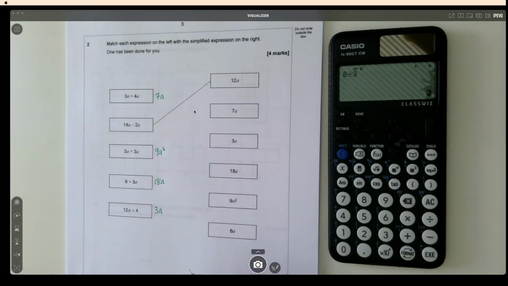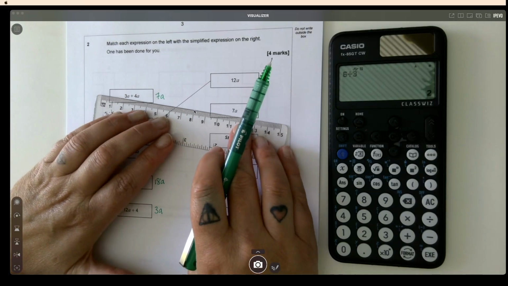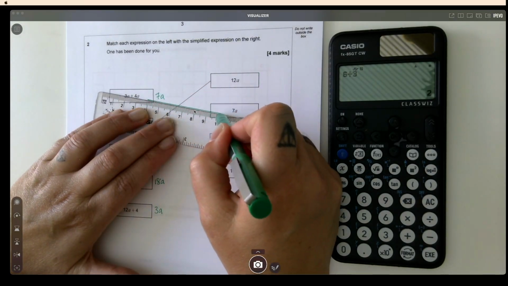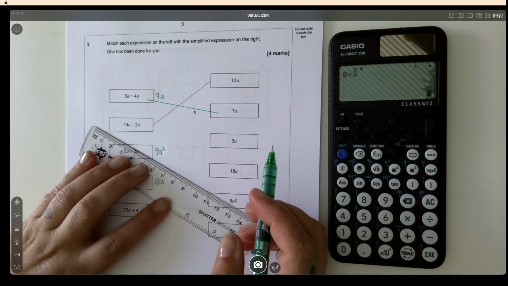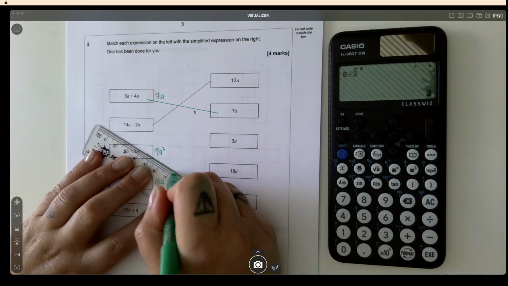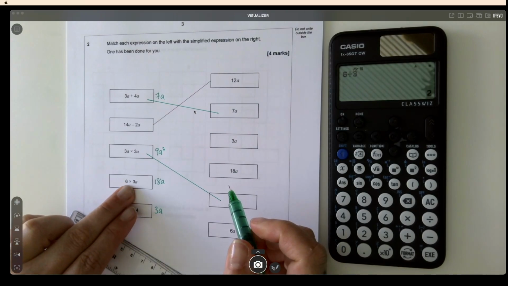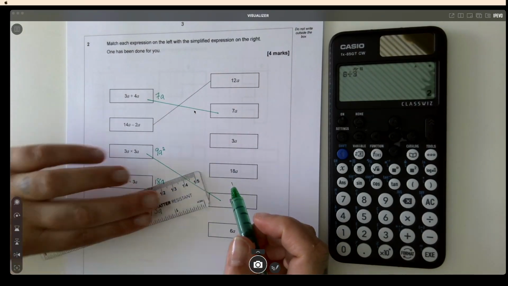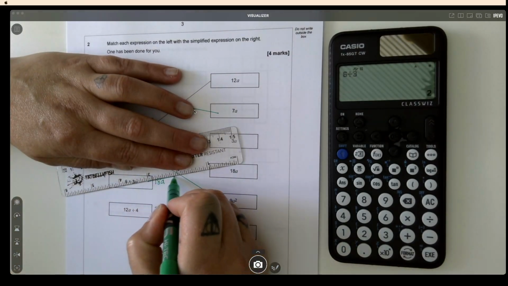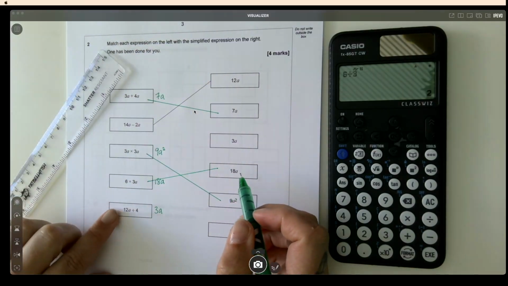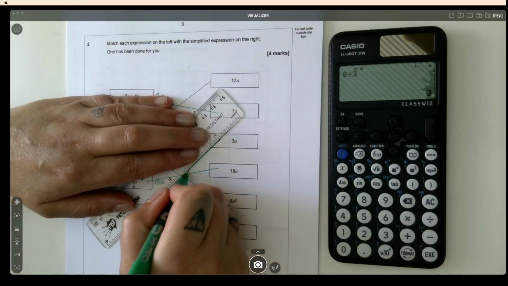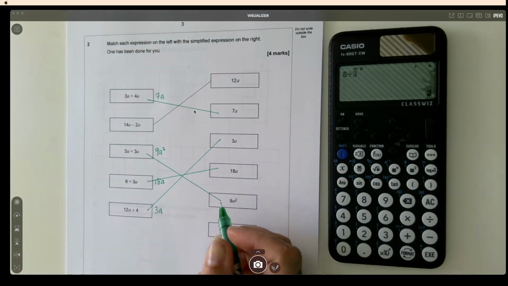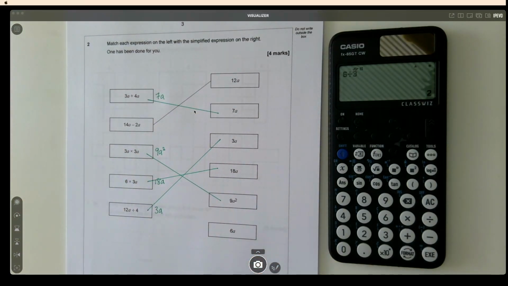So now I know what they simplify to, I can match them up to the other side. So 3a plus 4a is going to get matched to 7a. 3a multiplied by 3a is going to get matched to 9a squared. 6 multiplied by 3a is going to match to 18a, and then 12a divided by 4 is going to get matched to 3a, and we didn't need to use that last box there at the bottom.